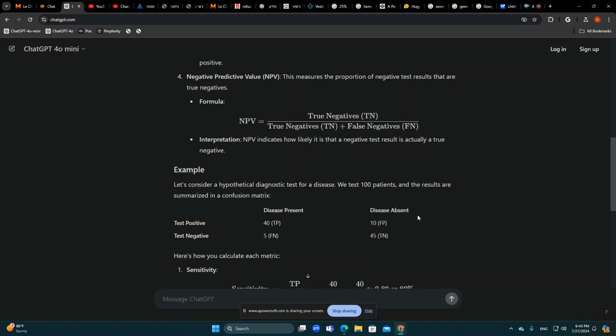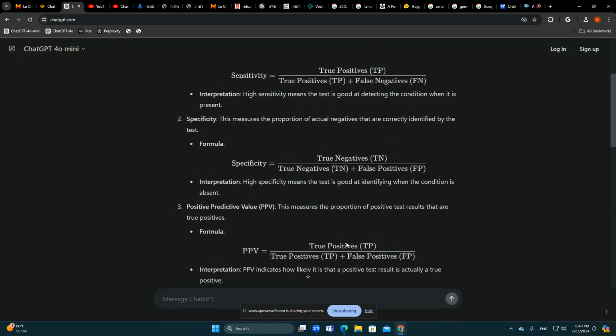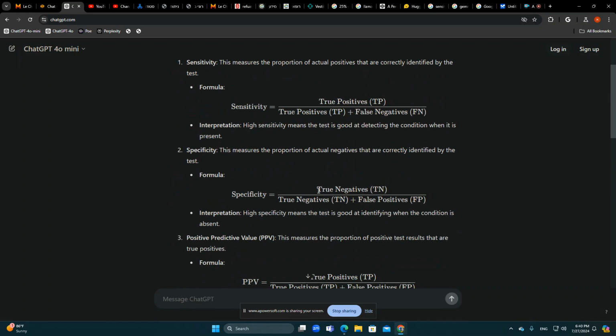Namely, all of these patients are healthy. They don't have the disease. I look at what the test really said, that they don't have the disease, divided by all the patients that don't have the disease. How good was the test in telling me that the patients with absent disease are really without a disease? As you can see, true negative divided by true negative plus false positives.